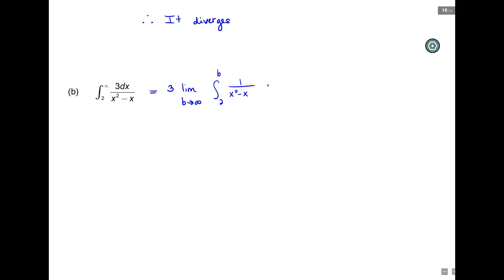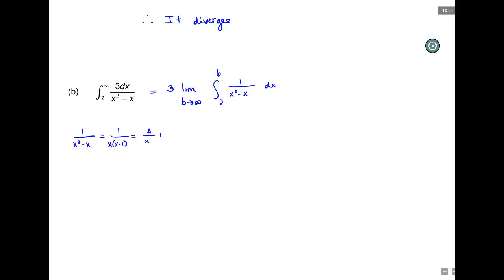minus x dx. Now, I would think of using u substitution here, but that's not going to work because the derivative of the bottom is 2x minus 1. So instead we have to think back to when we did partial fraction decomposition. So over here on the side, I'm just going to look at this part. So I have 1 over x times x minus 1. So I want to rewrite that.